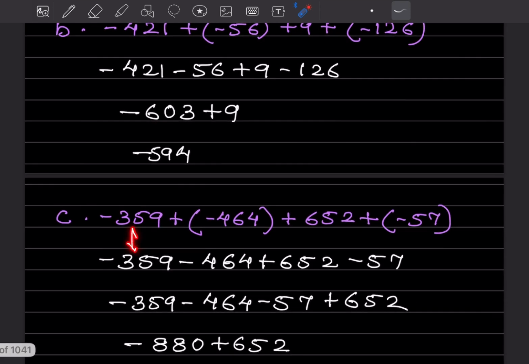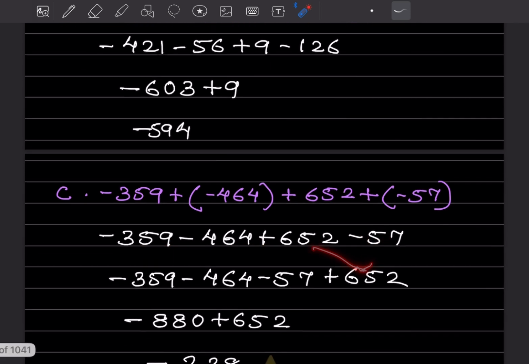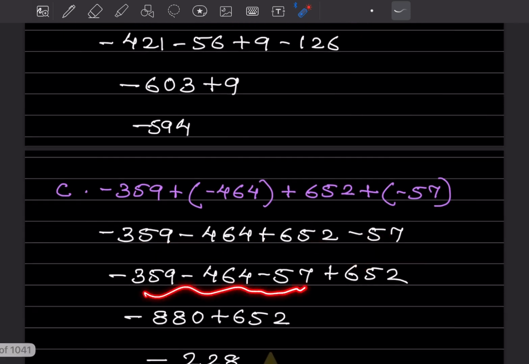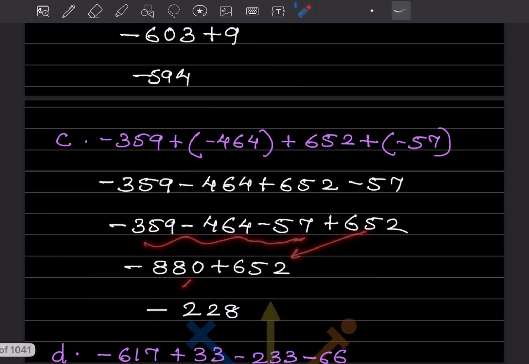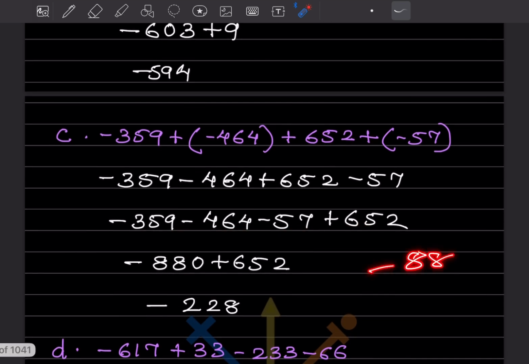Again here, this is the same. This will be minus, this is the same. This is going to be minus 57. So I brought the minuses together, and this will be plus here. So after adding all, minus 880 plus 652. So here minus 880 plus 652, that is going to be minus 228.